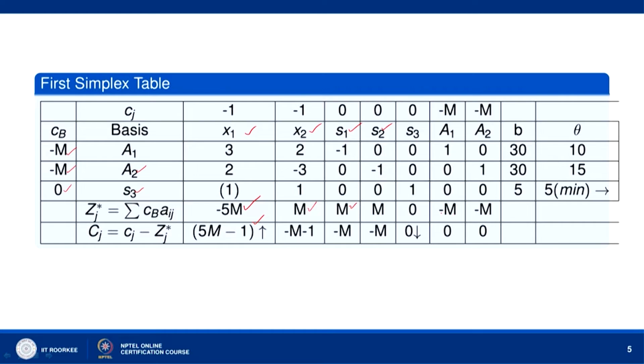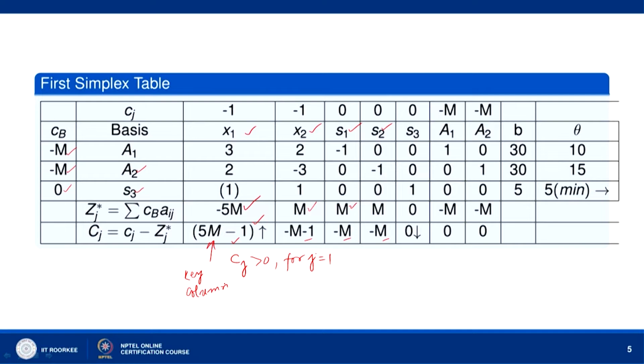And in the column for A 1 we get zj star equal to minus m. So, minus m minus m becomes 0, and here for A 2 also zj star is minus m. So, minus m minus m is equal to 0. So, we get this. Now, so 5 m minus 1. Okay. This is a positive value, this is negative, this is negative, this is negative. So, Cj is greater than 0 for j equal to 1. Okay. So, this is the key column.